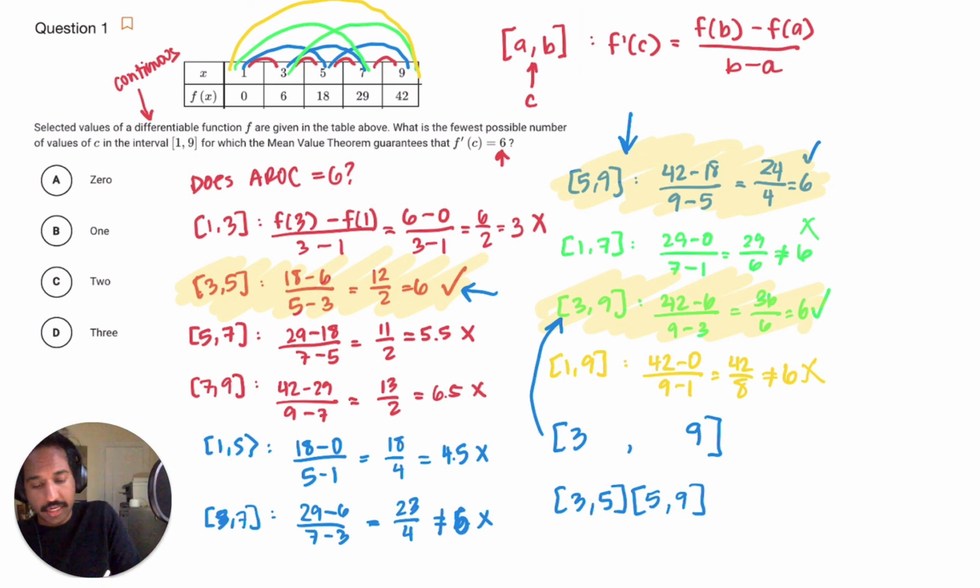So the question's asking for the fewest possible number. The fewest possible is that it's 2, one from here and the other from here. And that other one could just be one of those other two. And so our final answer here is 2. There are 2 possible values for C that would guarantee that f prime of C equals 6.